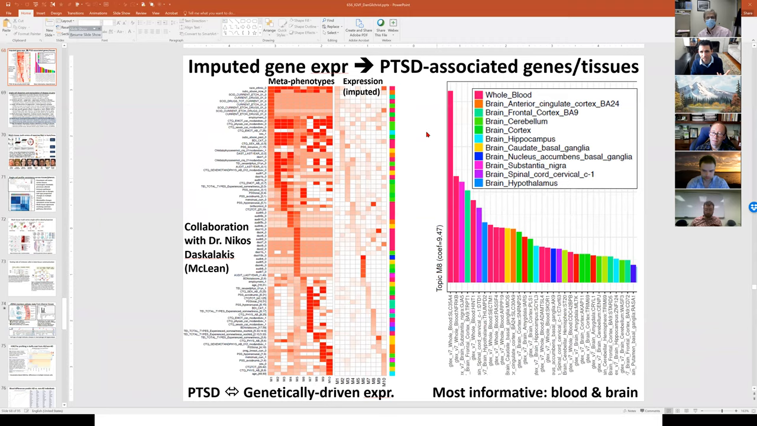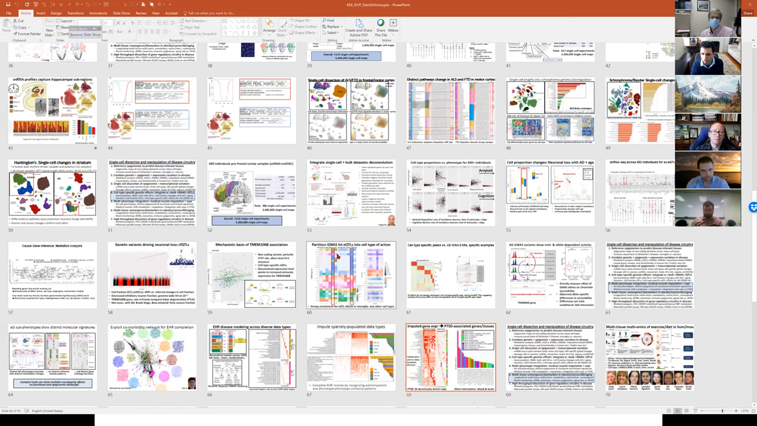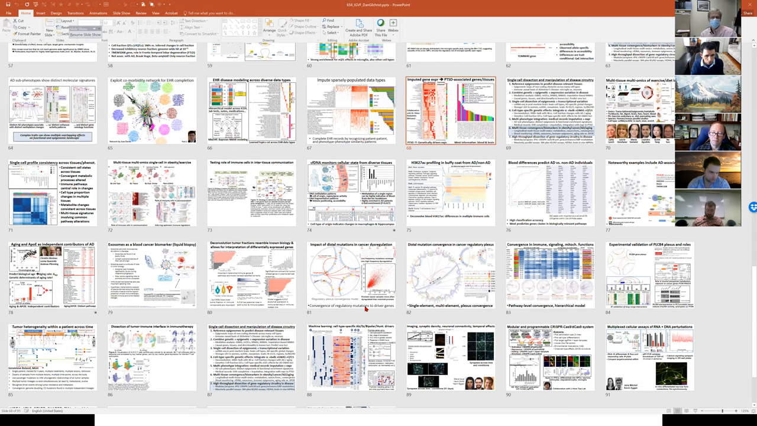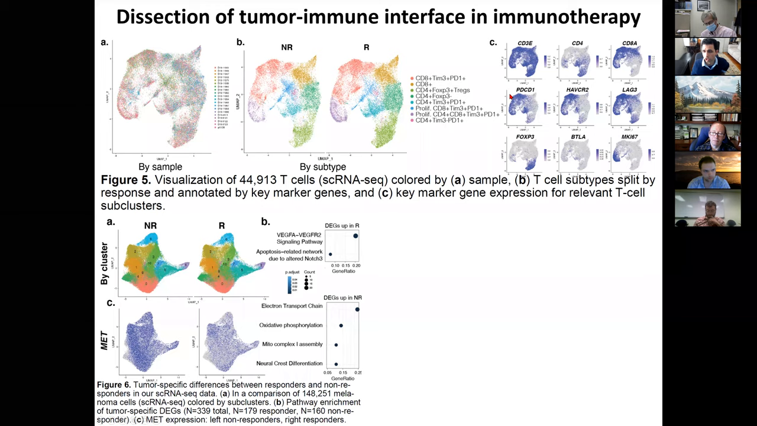If you look at PTSD, once more, when we predict what are the cell types that underlie these changes, we're finding again, whole blood is much stronger than any of the brain signals for PTSD as well. And then in the context of cancer, we're basically looking at the changes that are happening in immune cells in the context of immunotherapy and how that's teaching us about the tumor immune interface and how that's changing with specific subsets of cells that are altered during the course of immunotherapy and that are also predictive of immunotherapy response.